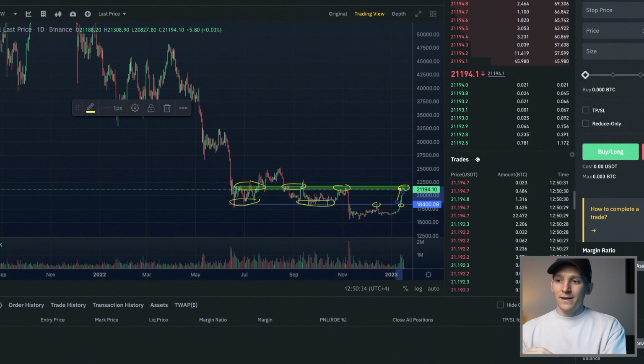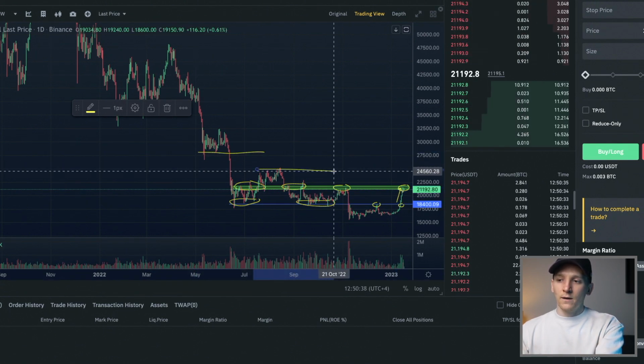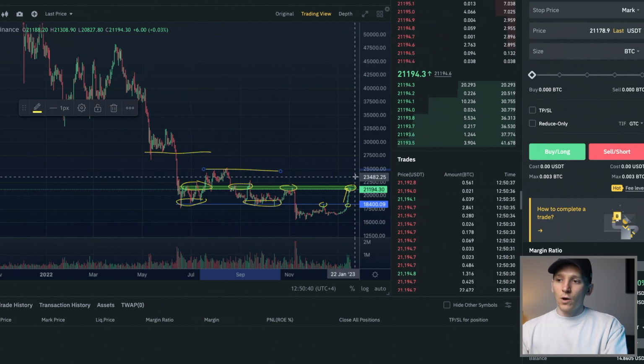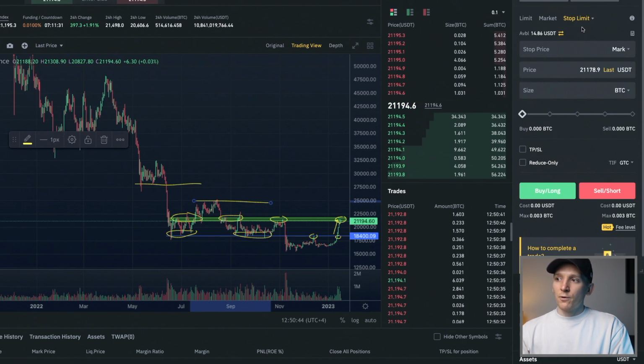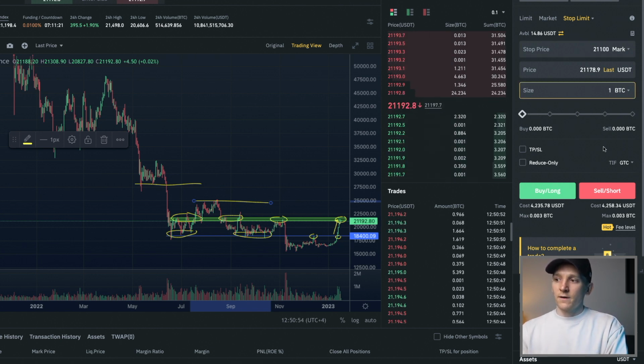So what you can do is use these levels on the chart. You can plot them very easily, as you can see right here. And you can say, if I'm going long at this level at 18.4, I'm going to take a take profit order, so a stop limit, get my price in at, let's say, this price, so 21,100, sell the amount of BTC in here like this, and then you can put that as a take profit order. If you're long, you can sell short, or if you're trading in the spot market, you can just sell.